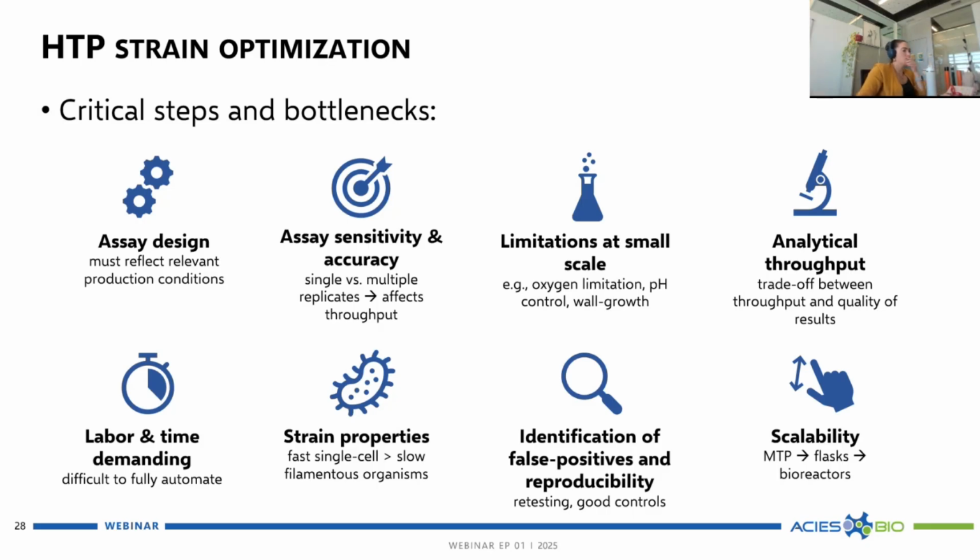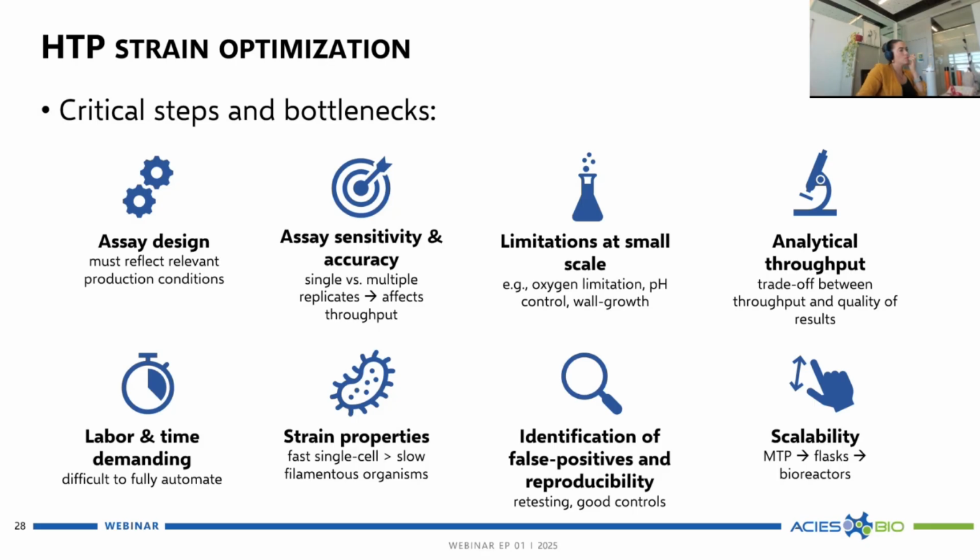Of course, shaker scale has its limitations, deep well plates especially, because these are small volumes. So again, you have to design your assay to reduce the negative effect of these limitations, which cannot be completely avoided, to prevent the wrong evolution from occurring and you picking the wrong candidates.